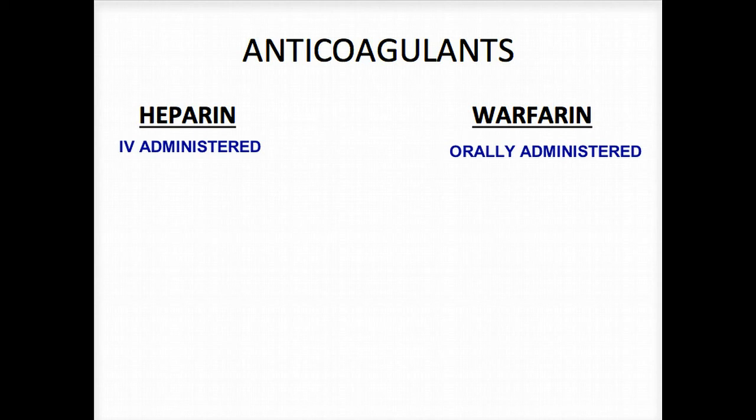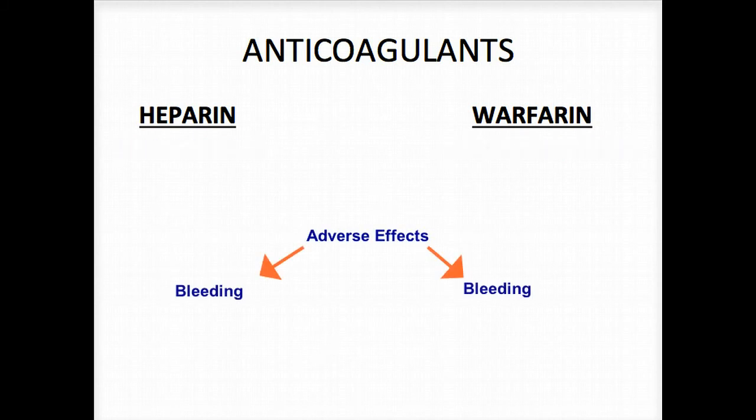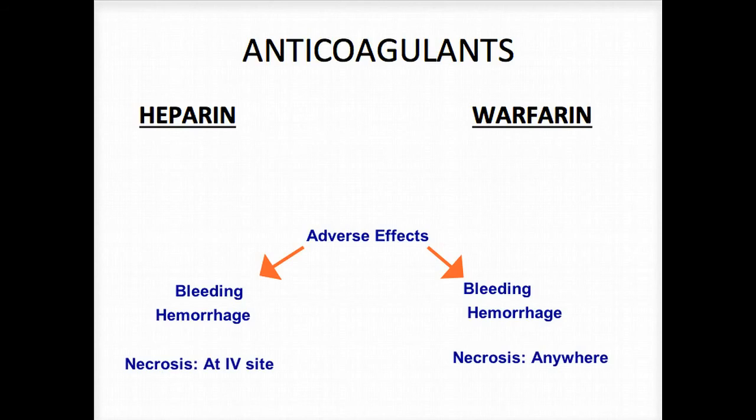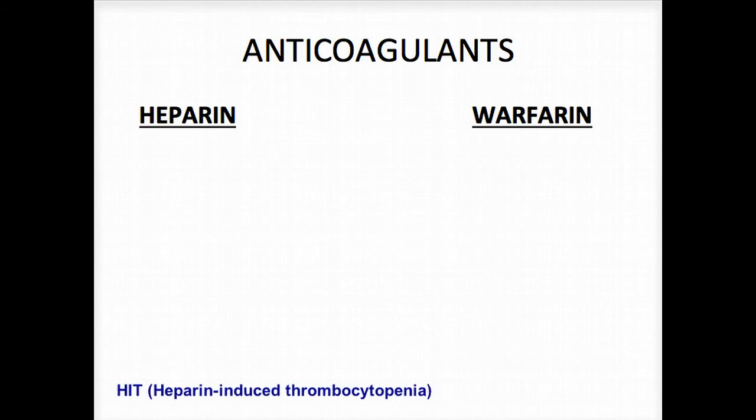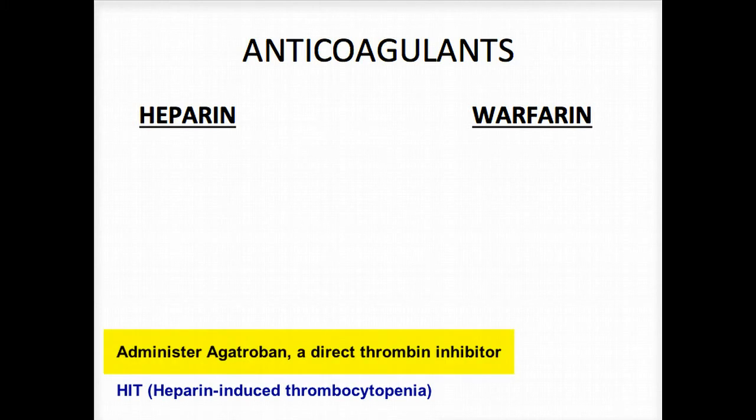Okay? Now, what are the adverse effects when we look at heparin and warfarin? Well, bleeding is a major adverse effect for both, as is hemorrhage. Now, necrosis is a term that we can assign to both of these drugs. Heparin, however, you're only going to see necrosis at the site of injection, whereas warfarin, we can see necrosis anywhere. Now, when it comes to heparin, the most worrisome and most severe side effect is something known as heparin-induced thrombocytopenia. Anytime this condition develops, we have to stop any of our heparin products, whether it be regular or low molecular weight heparin, and administer argatroban, which is a direct thrombin inhibitor.